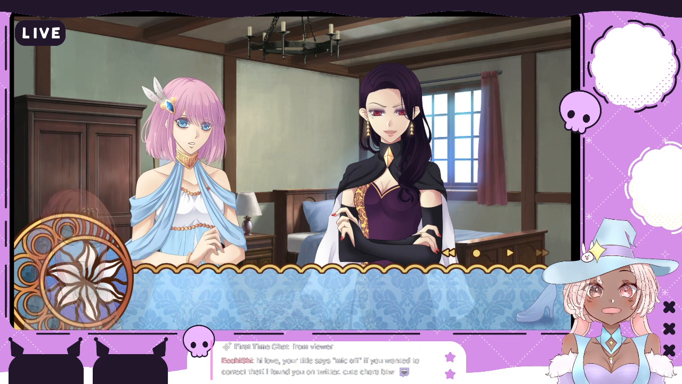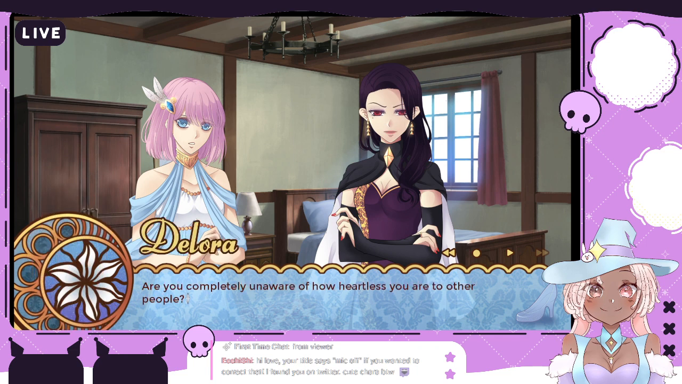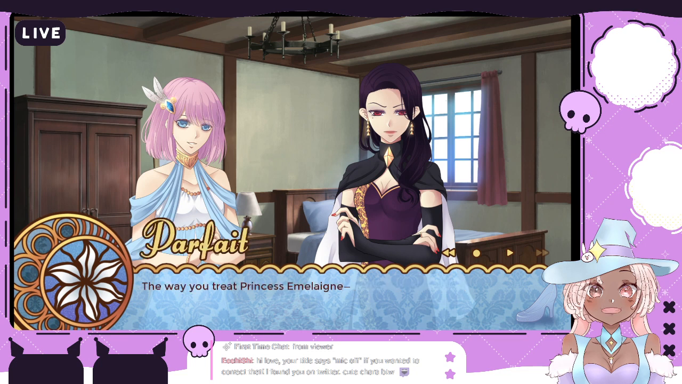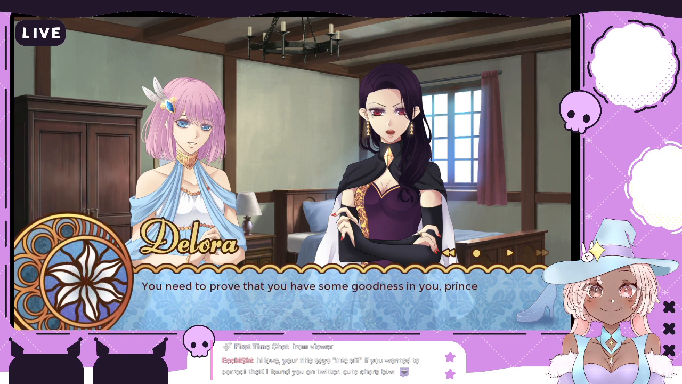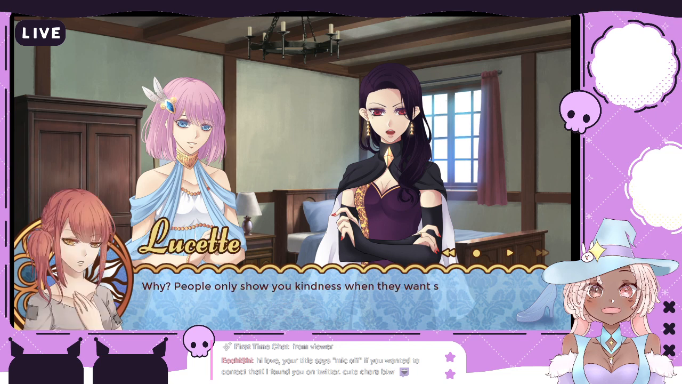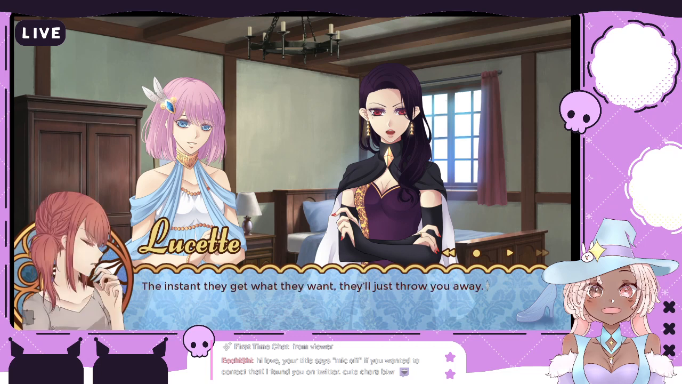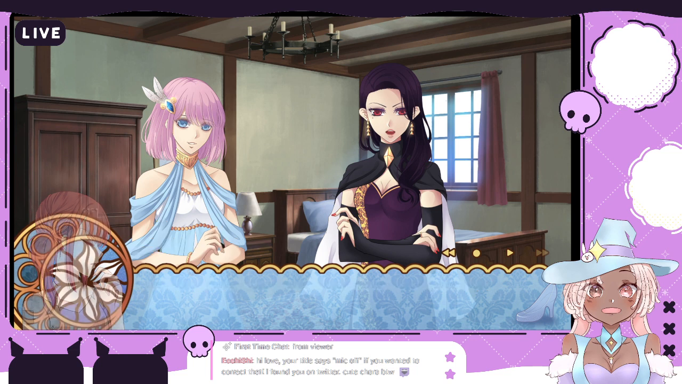Change? What do I need to change? Are you completely unaware of how heartless you are to other people? The coldness you show to your stepfamily and your father? The way you treat Princess Amaline? Why would they need to be treated any differently? You need to prove that you have some goodness in you, princess. Some smidge of kindness. Why? People only show you kindness when they want something from you. The instant they get what they want, they'll just throw you away.